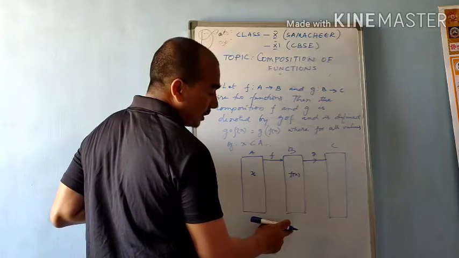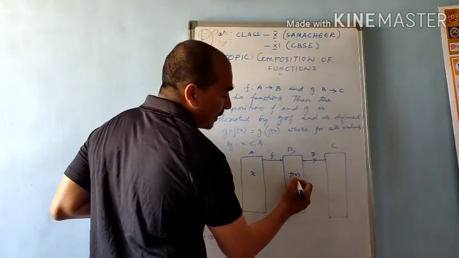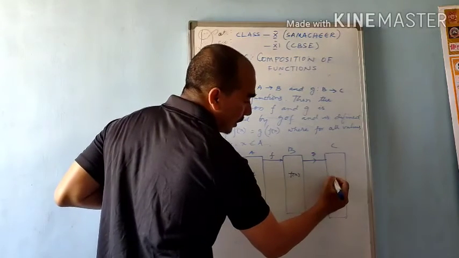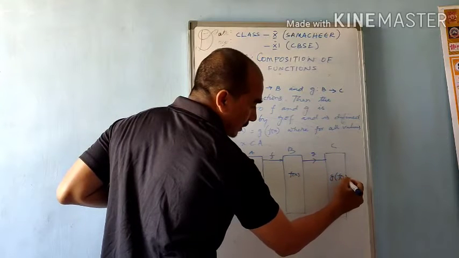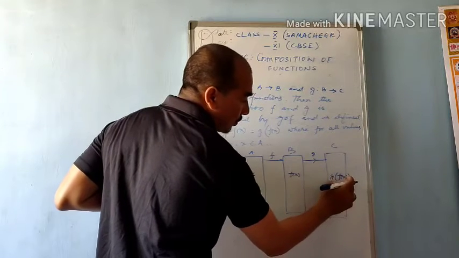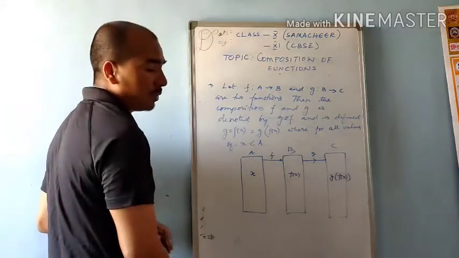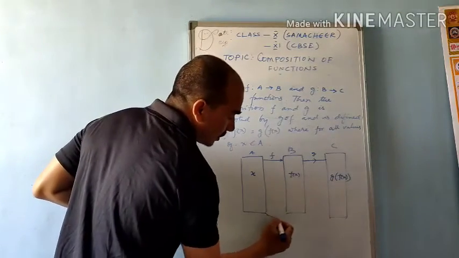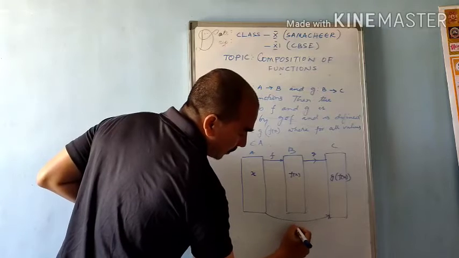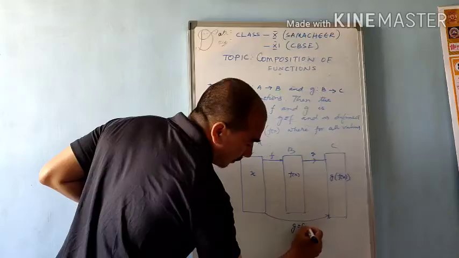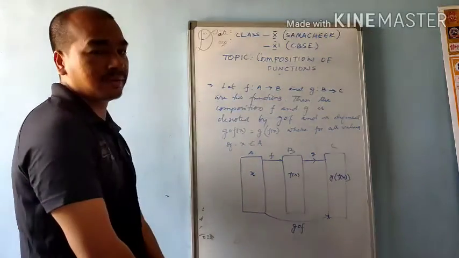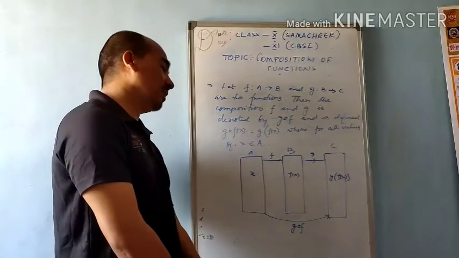Otherwise, no composition. Then again this f of x will fit in the g. We'll get g of f of x. So this last output is called composition of function. This function is called composition of function, g o f, composition of functions g and f.